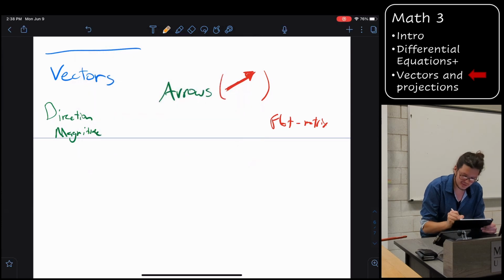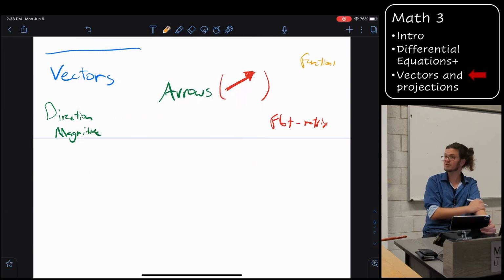Whenever I think of vectors, I think of functions. Because as we will see later, functions, like sine of x, you can think of that as a vector, and it's super powerful to think it that way. Anything else?